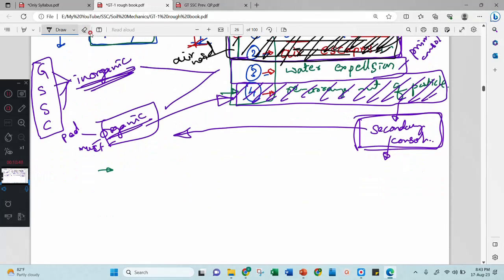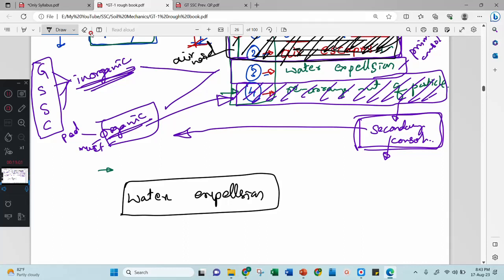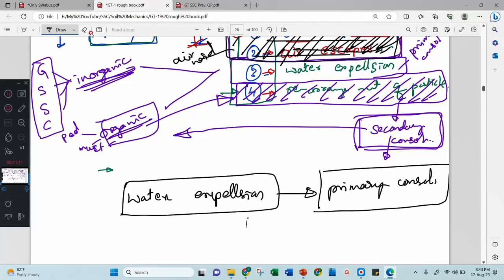Now, the only reason that is left to define compressibility is the water expulsion. This is the only reason we got for consolidation. Then this consolidation is called primary consolidation. That's why henceforth, whenever I use the word consolidation, you should assume that this is primary consolidation. Don't ask me; if I say consolidation, that means primary consolidation.